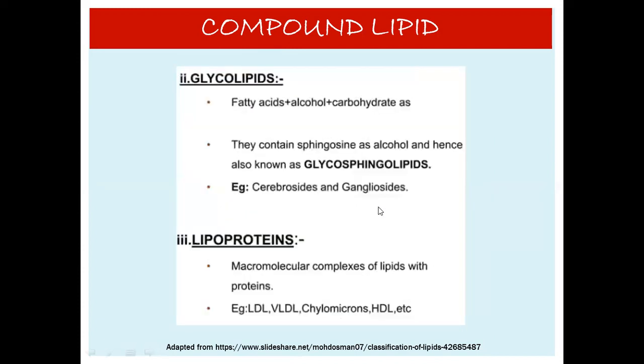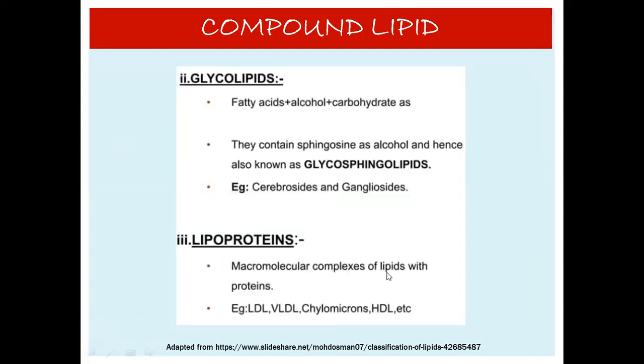Examples are sphingomyelin. Glycolipids: fatty acids, as well as alcohol and carbohydrates when present. These types of lipids are called glycolipids. They contain sphingosine. What is sphingosine? It is another type of alcohol. Okay, so glycerol is a type of alcohol. Sphingosine is also one type of alcohol. In case of glycolipids, you can see that instead of glycerol, there is sphingosine as alcohol, and hence they are also called glycosphingolipids. Cerebrosides and gangliosides are different examples of glycolipids.